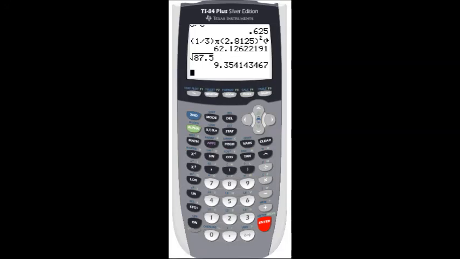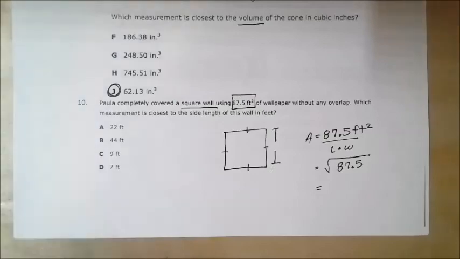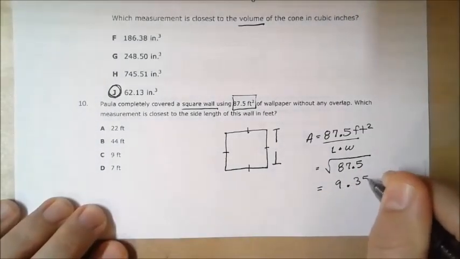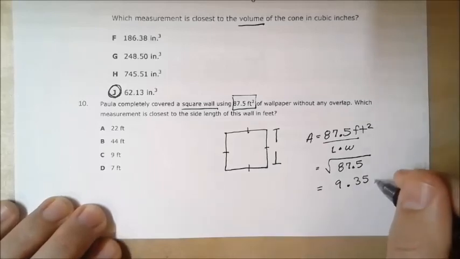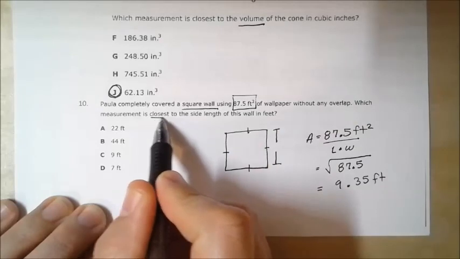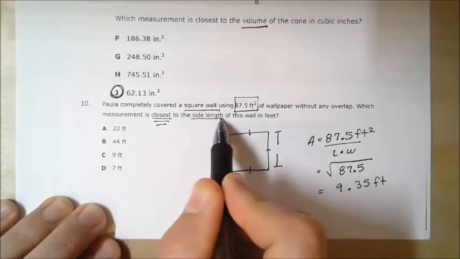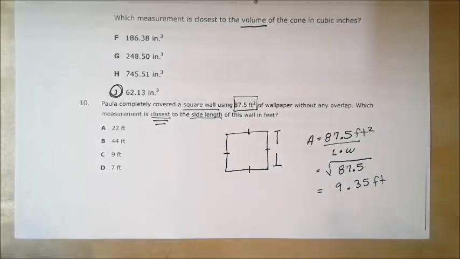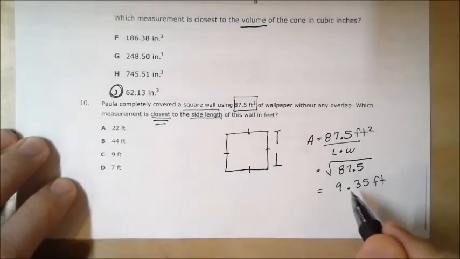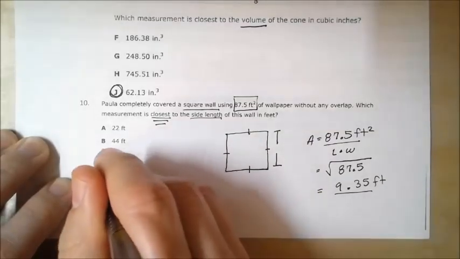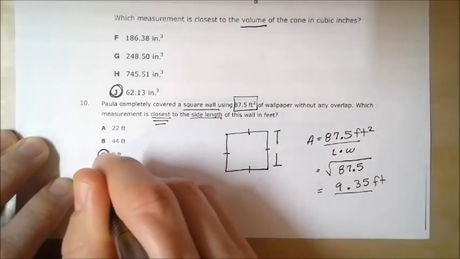So let's go ahead and stop there and go back and document it. So that gives me roughly 9.35, and that's going to be feet. Now notice it says which measurement is closest to the side length. So we're not looking for perfection. We're just looking for which one is the closest. And the closest thing to 9.35 feet is 9 foot. So C is the best answer in this case.